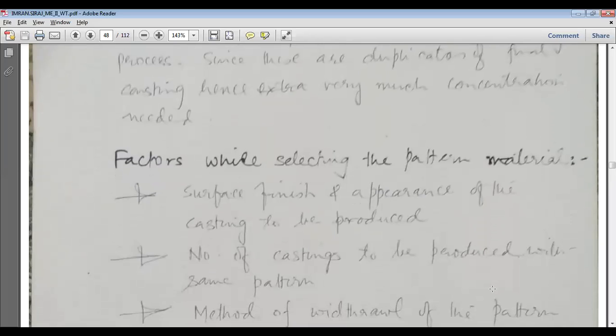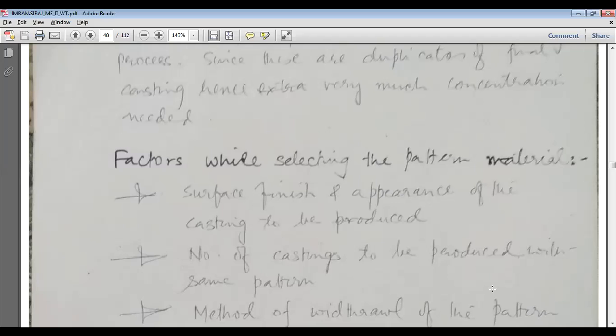If we need a highly polished, very good, even, smooth surface, then we would have to take metals. Otherwise, we can choose wood as our pattern material.